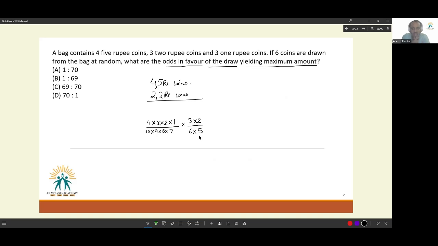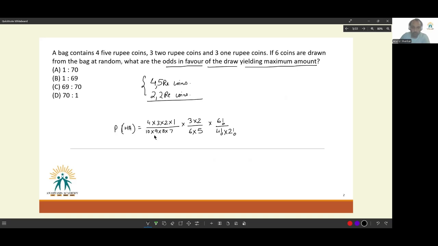But pay attention, pay very close attention. The order in which these 6 coins come, that is not certain. They can come in any order. And in how many orders can they come? That is 6 factorial by 4 factorial into 2 factorial. So this will be the probability of yielding the highest amount.